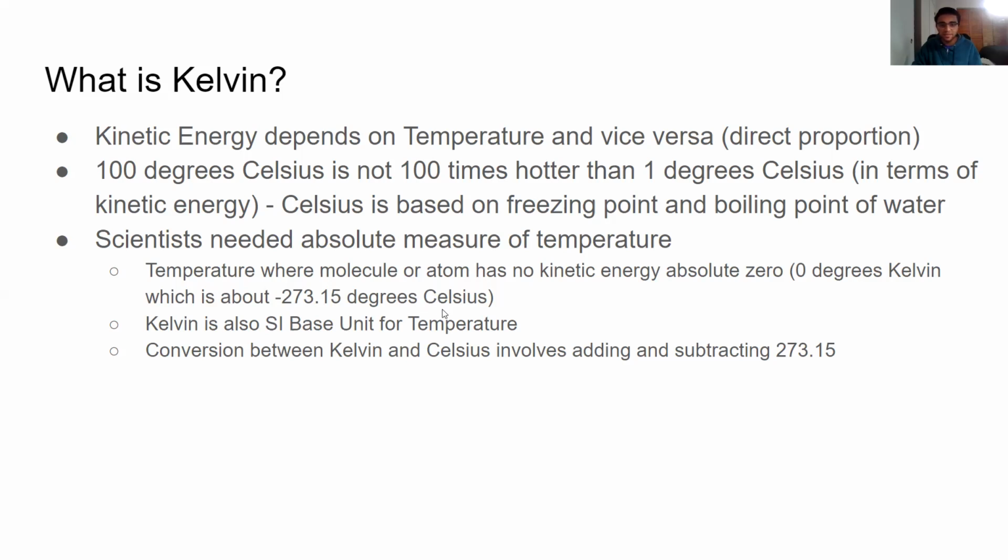So Kelvin is the base unit for temperature. Whenever you define a scale, you need to define where 0 is. And so the conversion between Kelvin and Celsius involves adding and subtracting 273.15. So at 0 degrees Kelvin, we add 273.15 to convert to Celsius. For any temperature in Kelvin, you can just add 273.15, and then to go from Celsius to Kelvin, you subtract 273.15.